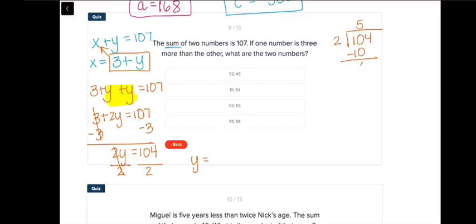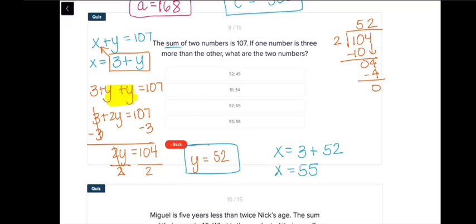2 fits into 10 5 times. We bring down the 4, and 2 fits into 4 2 times. So one number will be 52. Now the other number, it is said that it was 3 more than the other, so 3 more than 52. So the other number will equal 55. So our numbers are 52 and 55.